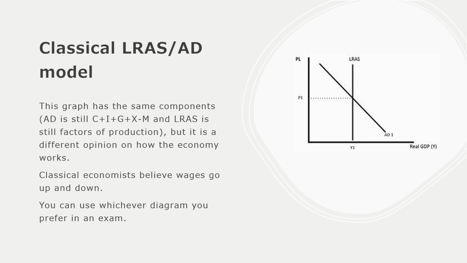Now, the classical LRAS AD model is slightly different, and it's just a matter of opinion. So some economists argue that the Keynesian diagram is better, some argue that the classical model is better, and the only difference is, in the classical model, the LRAS curve is always at full employment. It's always vertical. It has the same components, AD is still C plus I plus G plus X minus M, and LRAS is still factors of production, but it's a different opinion on how the economy works. And you can use whichever diagram you prefer in an exam.